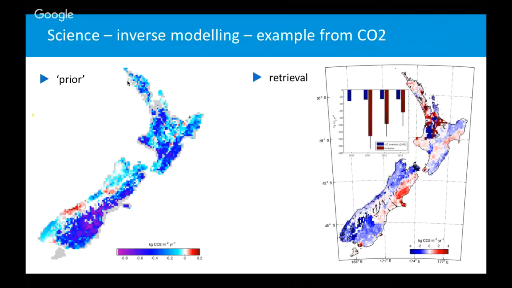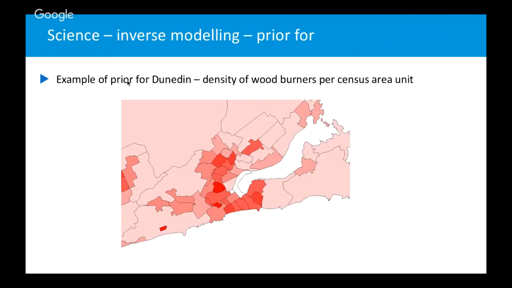And so the idea is to then apply that to urban air quality. And so this is, say, an example. This is work I did 8 years ago in Dunedin, just with the density of wood burners in Dunedin by census area unit. So this is sort of a proxy for the spatial density of wood burner emissions, say. So this might be our prior emissions map, and then we run the inverse modeling system, and we're going to get a different answer, a spatially resolved emissions map.